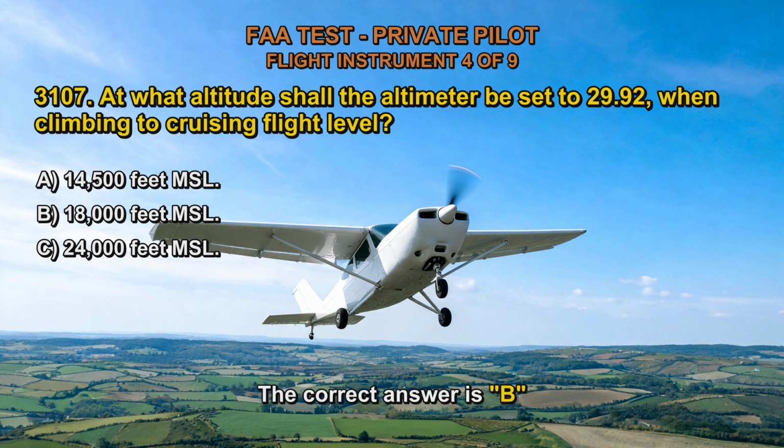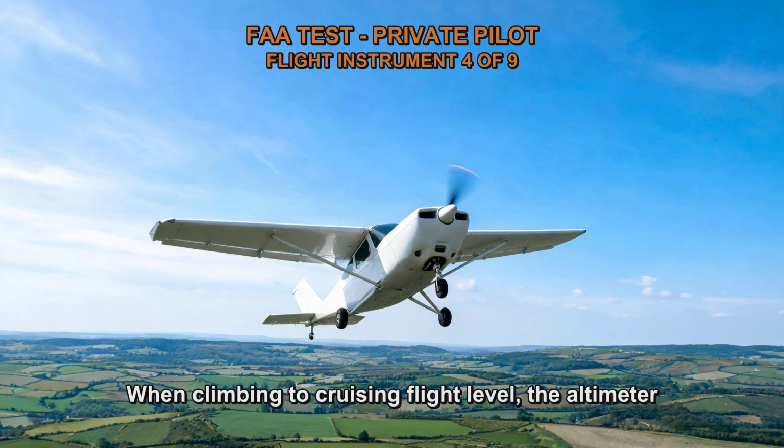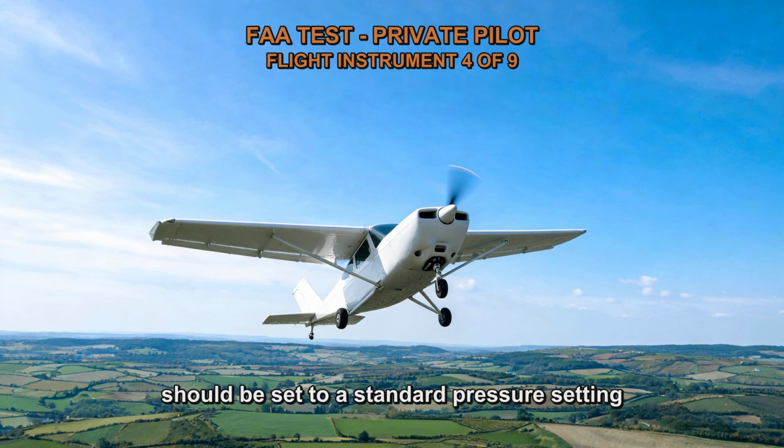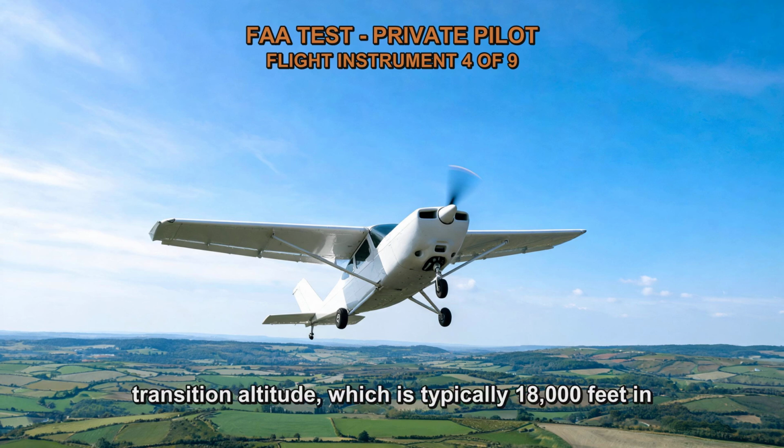The correct answer is B. When climbing to cruising flight level, the altimeter should be set to a standard pressure setting of 29.92 inches of mercury, inHg, or 1013.2 hectopascals, hPa. This standard pressure setting is used above the transition altitude, which is typically 18,000 feet in the United States.